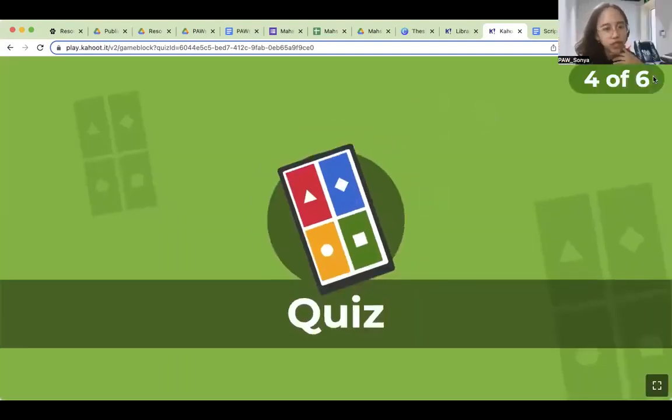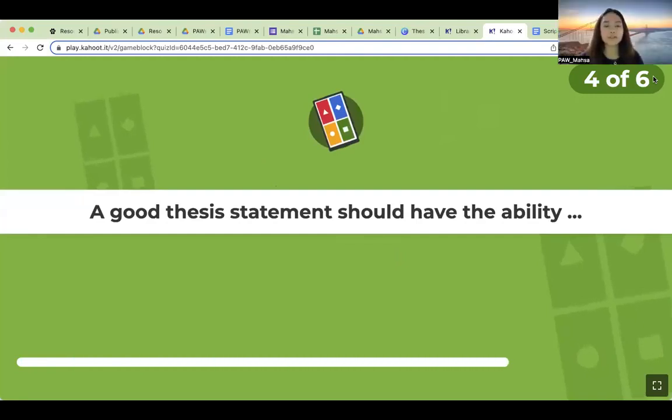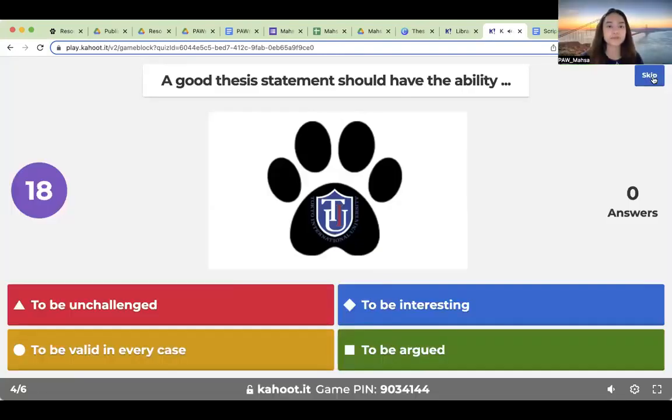How many more questions do we have? 3 more? Yep, 3 more. This is the 4th one. A good thesis statement should have the ability to be unchallenged, to be valid, to be argued, or to be interesting. I'm not sure. Maybe to be interesting?